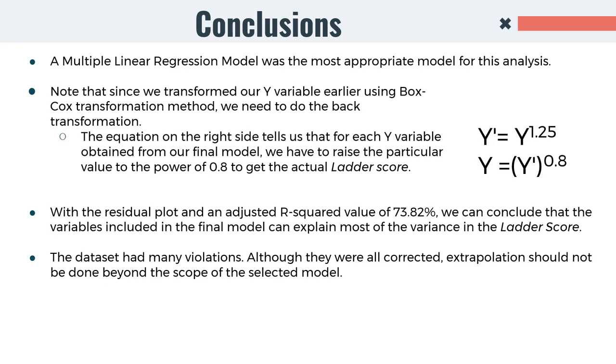Moving on to the conclusions, from our model we can conclude that a multiple linear regression model was the best model for this analysis. It highlighted the impact of the predictors on our response variable. Secondly, since we transformed our Y variable, we used the back transformation method using this equation to transform our Y variable back to the original. So in case predictions were to be made, this would be appropriate. Also, the residual plot and an adjusted R-square value of about 74% help us to conclude that the variables left in the final model could explain most of the variance in the ladder score or the happiness score.